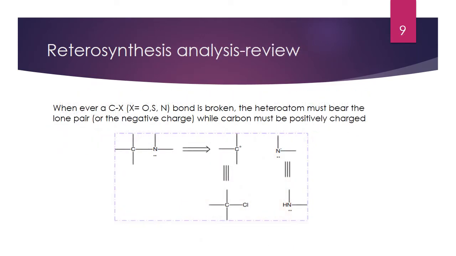Coming to the point, whenever there is a carbon-X disconnection, X can be a heteroatom. It can be oxygen, sulfur, or nitrogen. Whenever a carbon-X bond is broken, the heteroatom must bear the lone pair, the negative charge, while carbon must be positively charged. So this is the rule. Whenever you break a bond between carbon and X, X should always bear the lone pair or the negative charge. Carbon should not bear the negative charge.